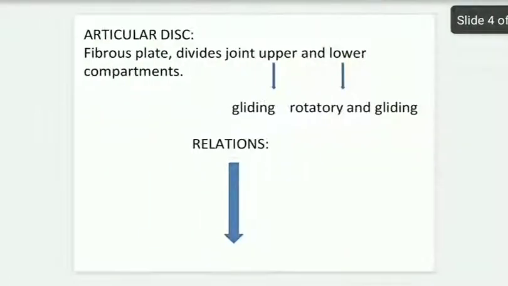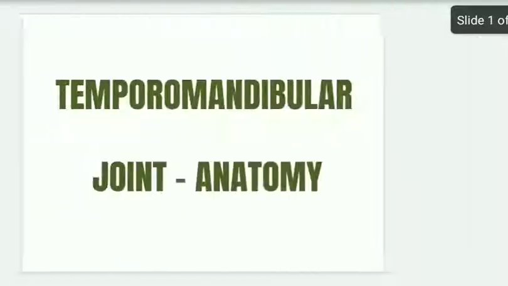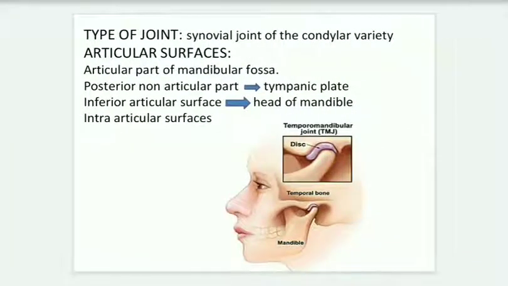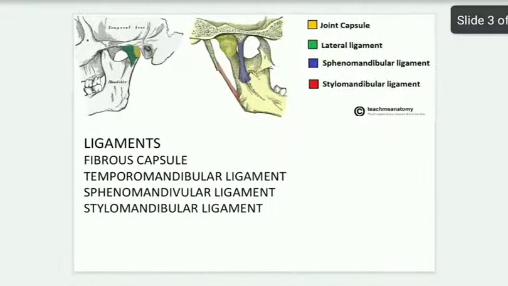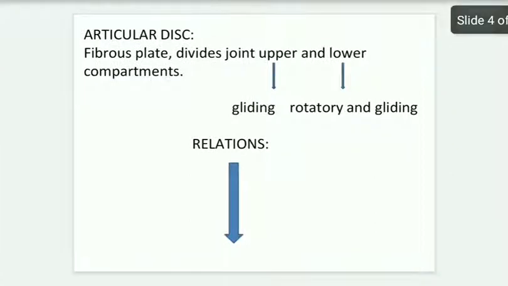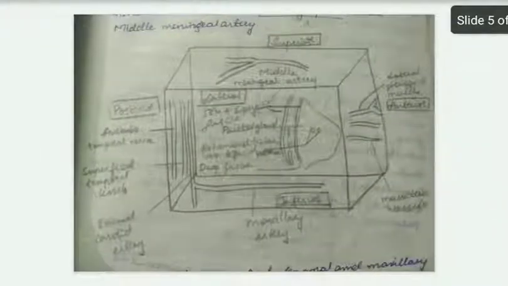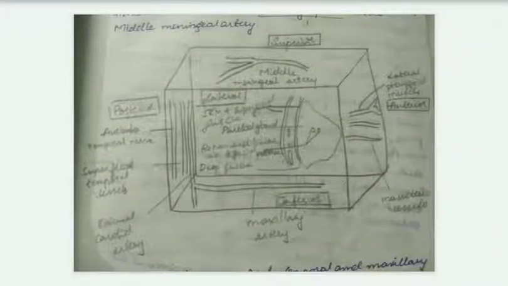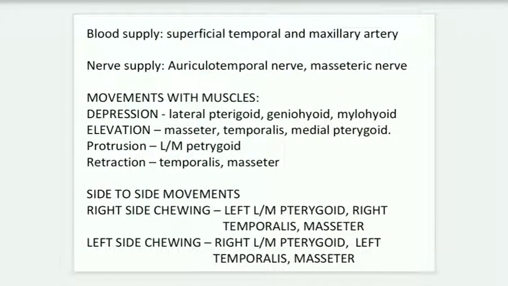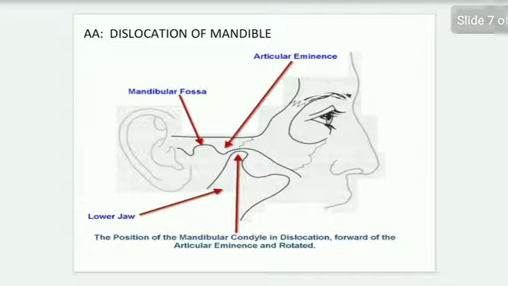Once again, I will tell the bullet points to be covered. Type of joint, articular surfaces with a diagram, ligaments showing a diagram, articular disc, relations, which are compulsory with the diagram, blood supply, nerve supply. It may also be asked as a 5 marker: what are the movements with muscles. Then applied anatomy, dislocation of the mandible.